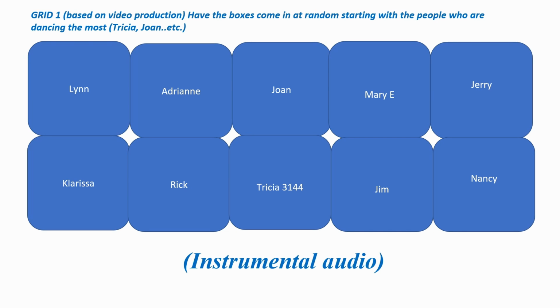This is our grid, and I'd like to have the boxes come in at random, starting with people who are dancing the most, and I gave him some examples of people that I noticed that were dancing. This project was smaller, so this grid was pretty easy to build, but you can imagine with grids of 40 people that it takes some math. It's almost like a puzzle to put together.